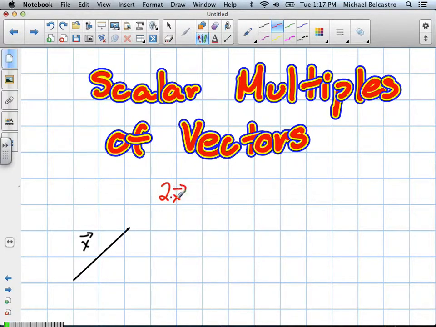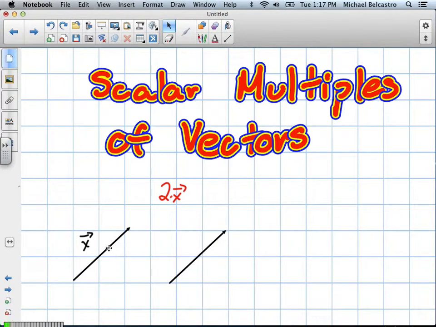vector x. So in other words, the idea is we're multiplying the magnitude of x by 2. The direction stays the exact same. So in that case, it's the same as drawing a vector roughly like this. And I'm going to recreate one that's going to look like that. I'm just going to pull this farther. That's essentially the idea.